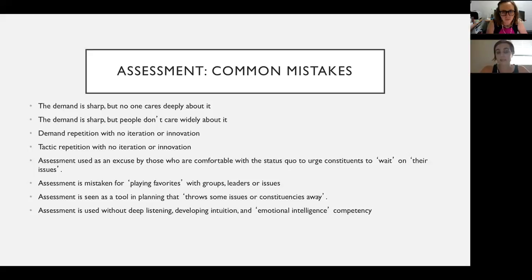Let me give you an example of a tactic repetition. Let's move to that again. So in demand repetition, it's the same thing. Say Black Lives Matter. The tactic repetition is the part where you're standing on the street corner, right? Tactic repetition is a lot trickier because it doesn't mean that there shouldn't ever be repetition. Same thing with the demand. So let me give you an example.